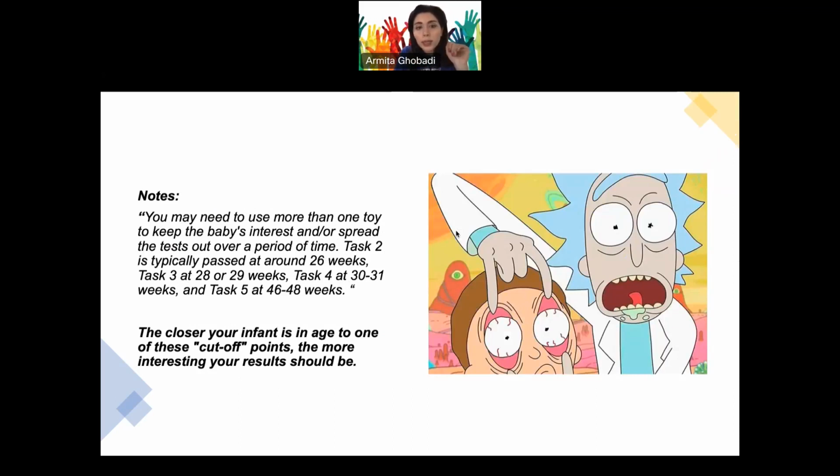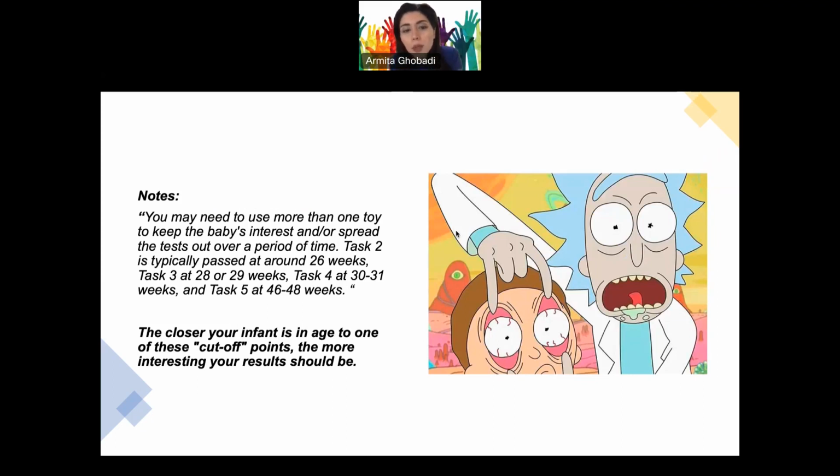One important point here is each of these tasks has some sort of cutoff points. For example, task 2 is going to be very interesting if the baby is around week 26, but task 5 is going to be most interesting if the baby is between 46 and 48 weeks. It doesn't mean that at other weeks babies wouldn't behave the way we want. It just means they reach that point of cognitive development where we can see what we want.